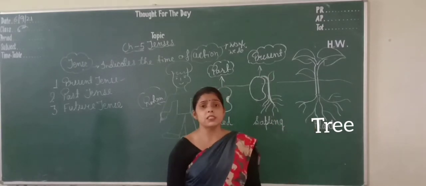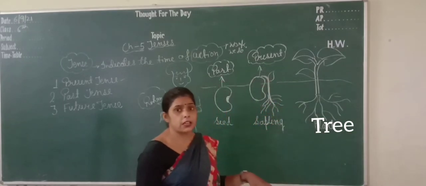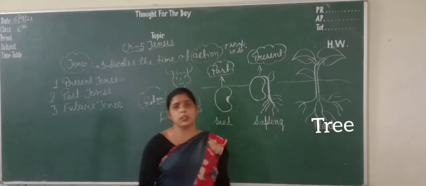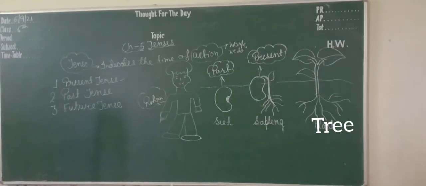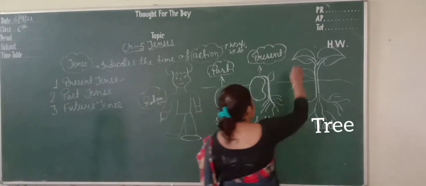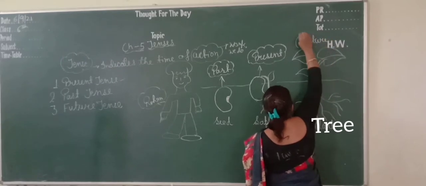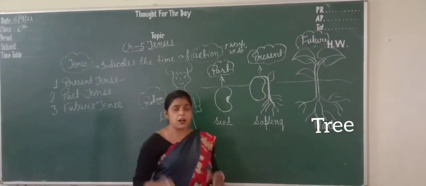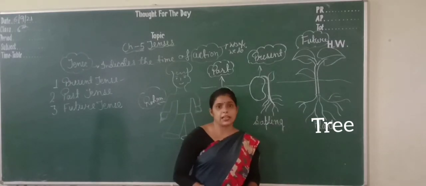After a few months it will become a tree. Then it will give us fruits, vegetables and oxygen and so many useful things. So it is future. It means which action we do in future. If we have planned something and we will do it in future, that is future tense.